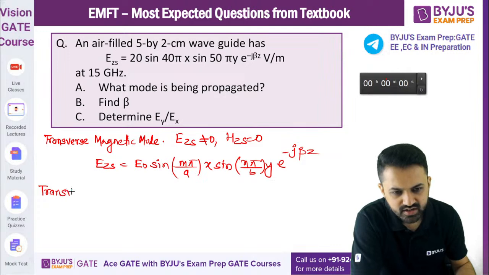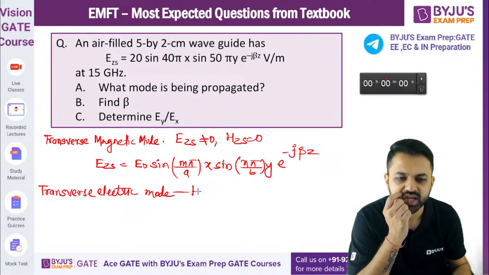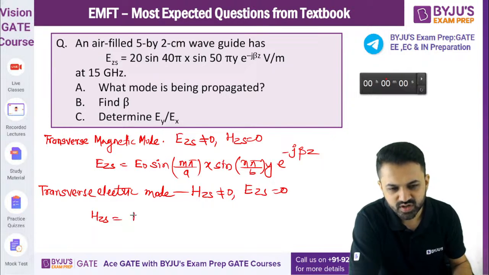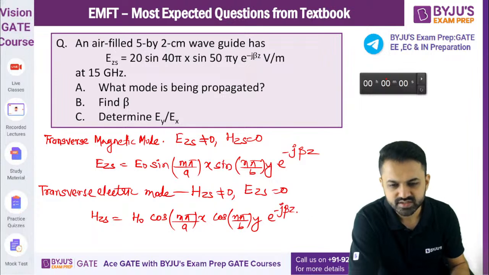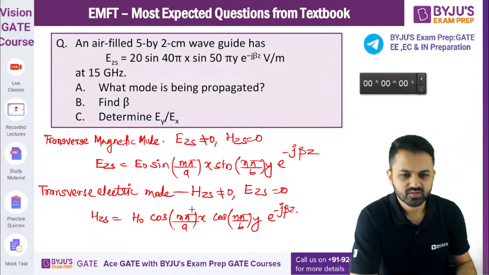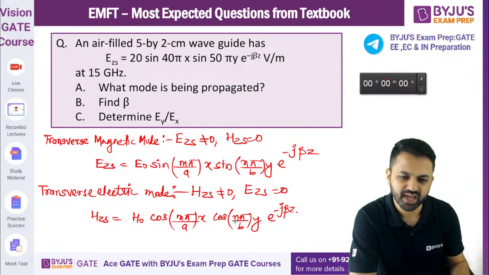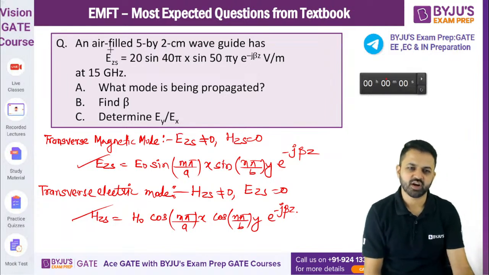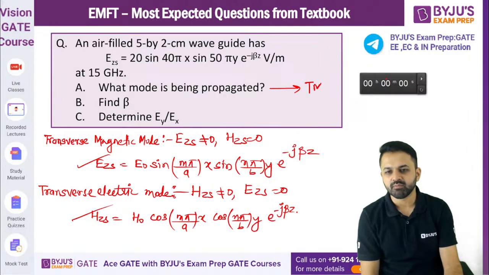And another mode is the transverse electric mode, and in the transverse electric mode Hz is not equal to 0 and Ez is equal to 0. So Hz is equal to H naught cos(m pi by a into x) and cos(n pi by b into y), e to the power minus j beta z. These are the two different expressions we have got. Now if you compare, you can clearly see this is matching with our TM mode. So for sure the TM mode will be propagated.